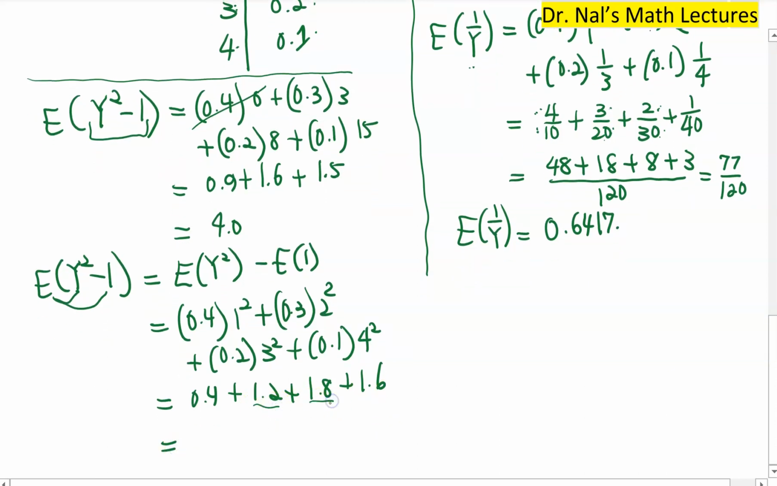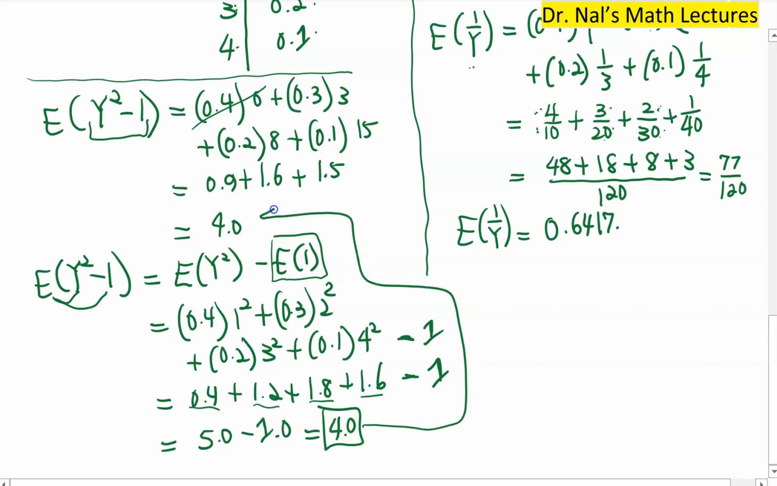So 1.2 plus 1.8 is a 3. Wait a second, that's a 5. Oh yeah, I totally forgot about this one, right? So minus 1. I totally forgot that, minus 1. So we got 5 for the first part, minus 1. So that will give us 4. Yes, and look at that. That's the same answer as the previous one.